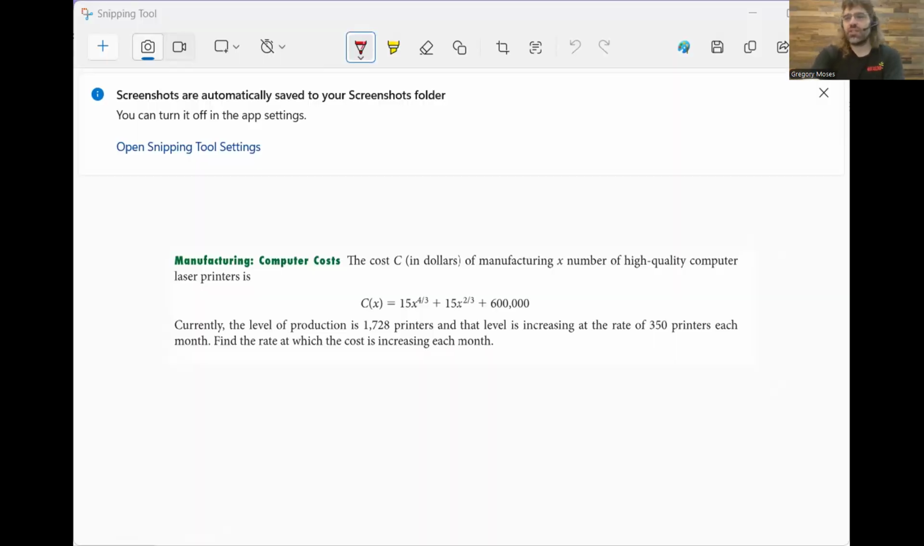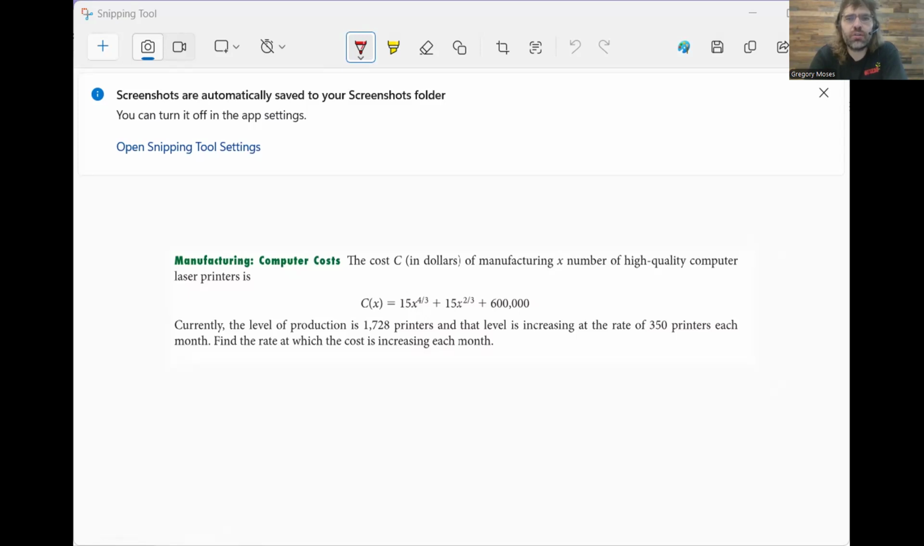So you can count yourselves lucky. In the regular calculus sequence, these problems get pretty contorted. Whereas in this class, we will limit ourselves to problems like this.